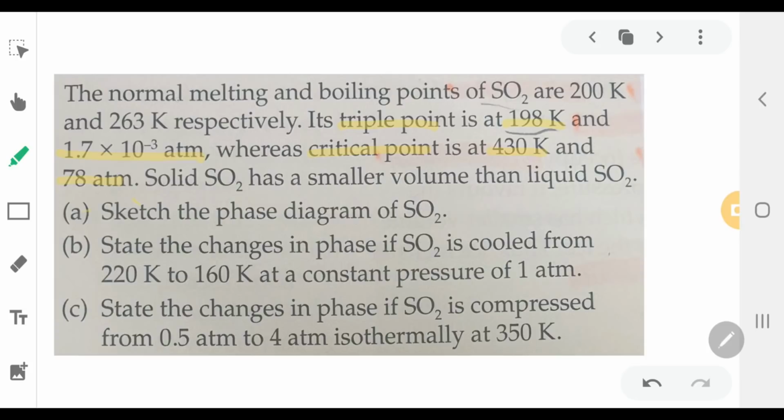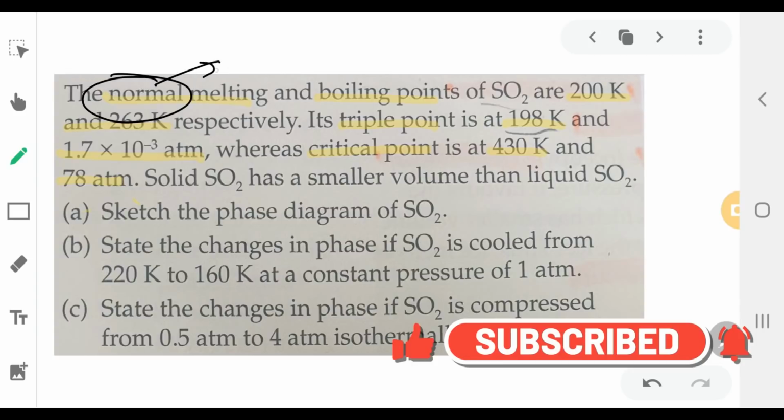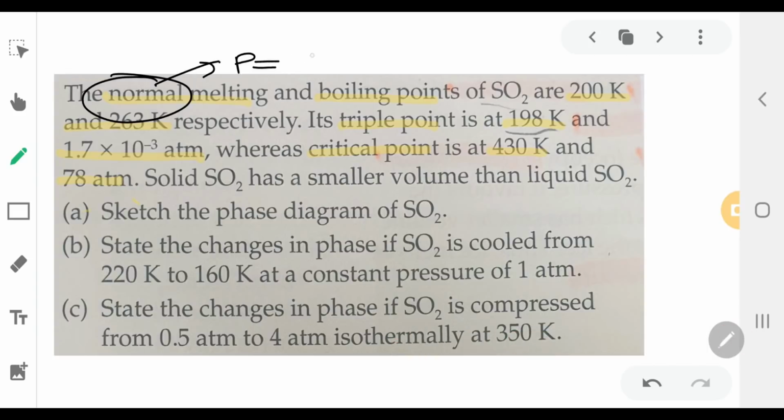at that pressure, 78 atmospheric pressure. Two other pieces of information you need to include are the normal melting point and normal boiling point, which are going to be at 200 Kelvin and 263 Kelvin respectively. When the question says normal over here, that refers to pressure equals 1.0 ATM. So we need to do A first, to sketch the phase diagram, before we can get to B and C.